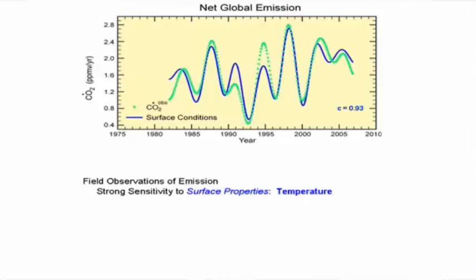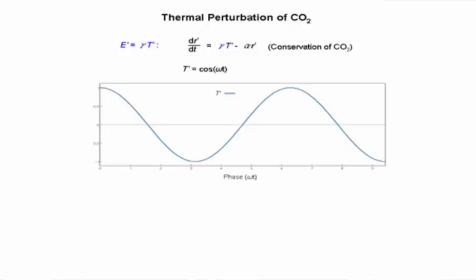Recall, CO2 is perturbed by changes of temperature, which modulate its emission. Perturbation in emission is then proportional to the perturbation in temperature. The conservation law is thus forced by changes of temperature. Imposing an oscillation in temperature with frequency omega will produce an oscillation in CO2 with the same frequency, but lagged behind temperature, which is continually changing.